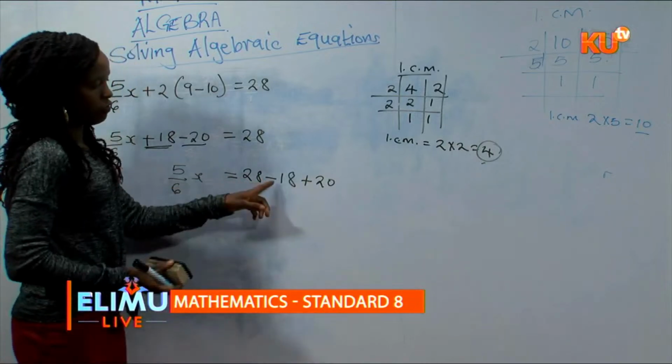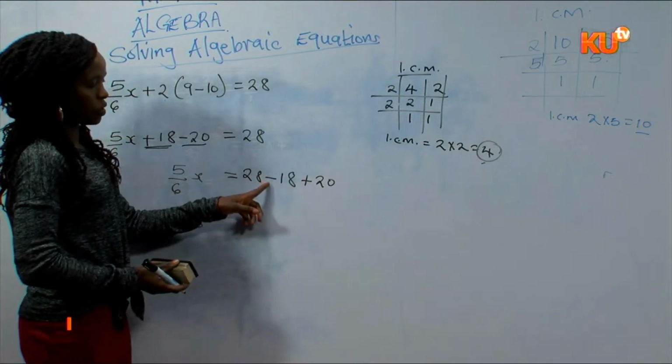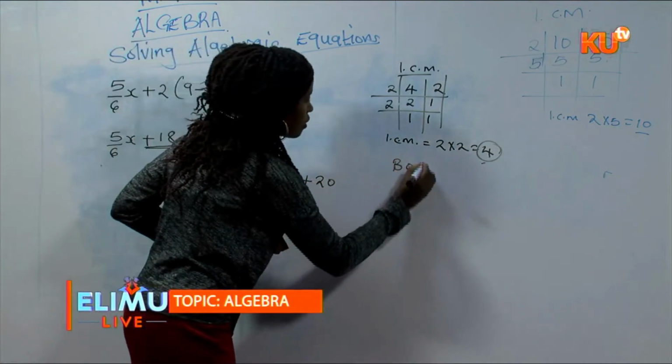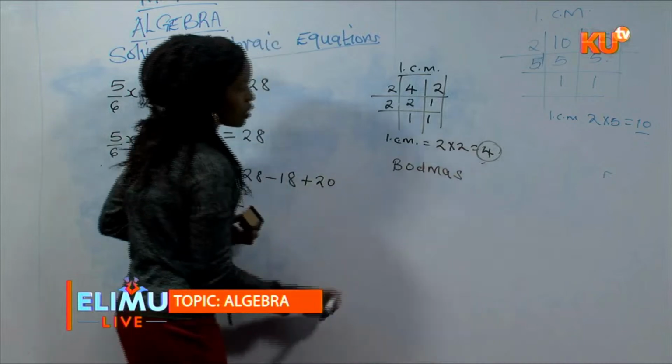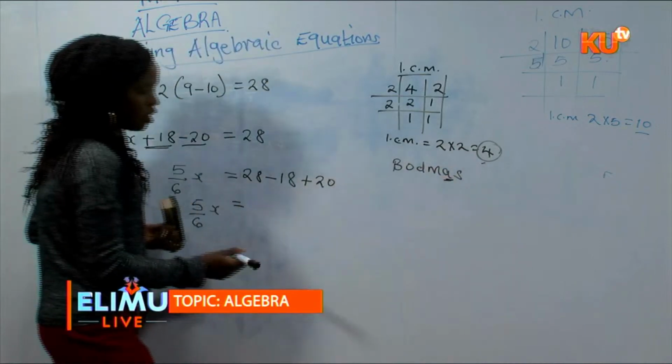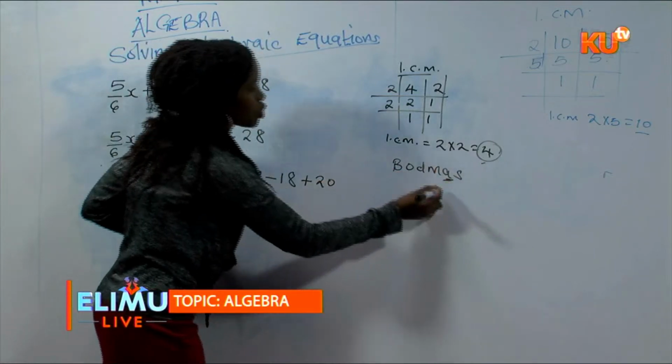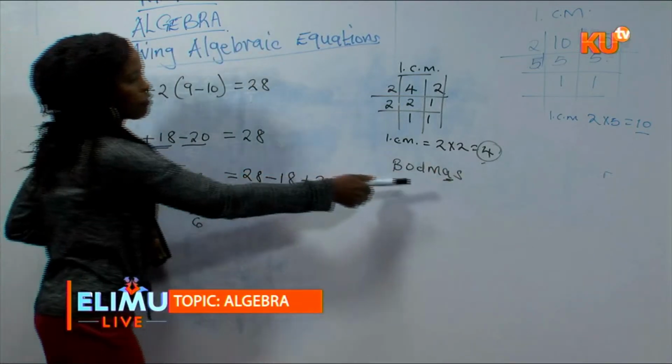So if you look here, we have a mixture of addition and subtraction. When we are doing BODMAS, we start with addition first. So you're going to arrange this one again according to BODMAS, because addition should come before subtraction.